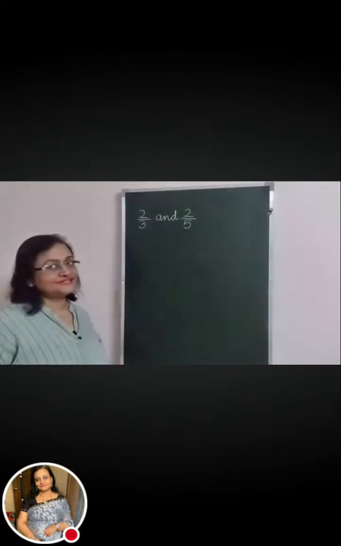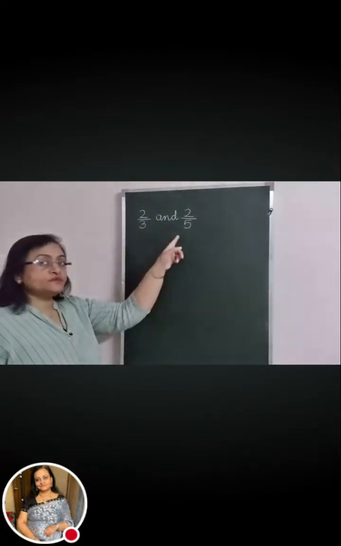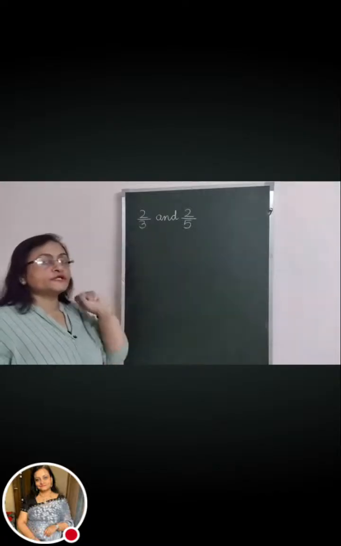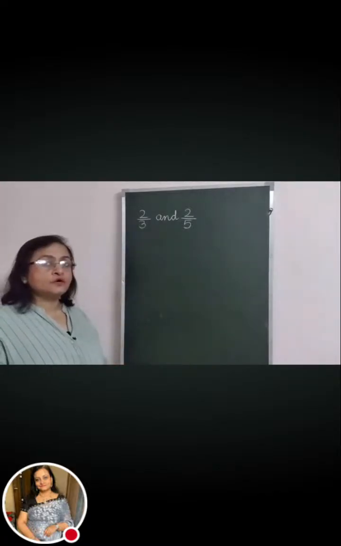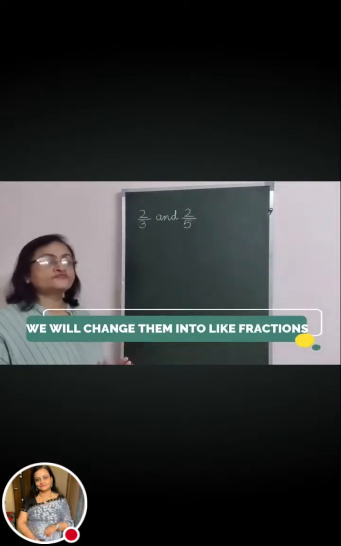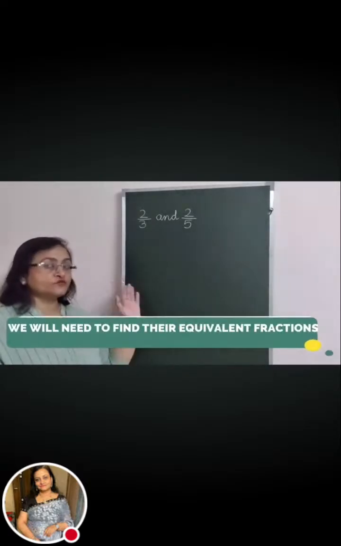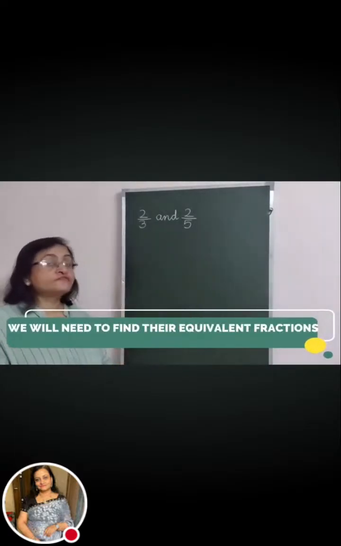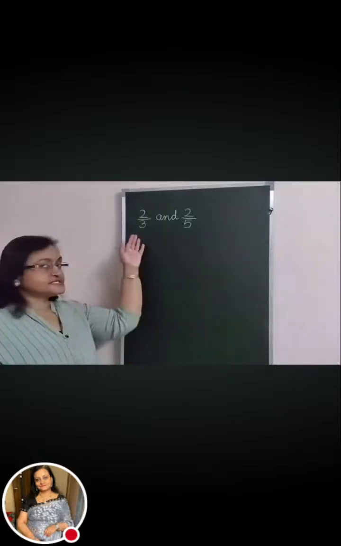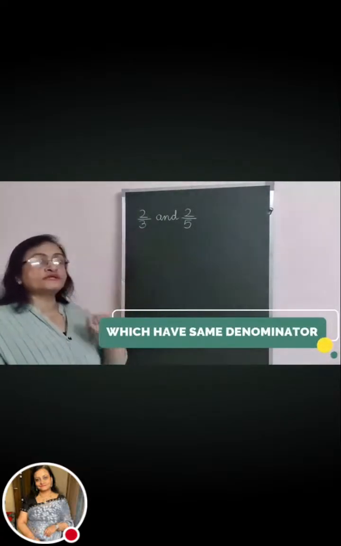For example, let's take 2 by 3 and 2 by 5. Now they both have same numerator but different denominators. तो हमें क्या करना होगा? We will change them into like fractions. हम उन्हें like fractions में change करेंगे. That means we need to find their equivalent fractions which have same denominators. हमें ऐसी equivalent fractions इनकी ढूंढनी होंगी जिनमें दोनों के denominators same हो.